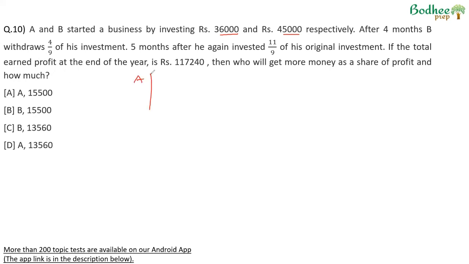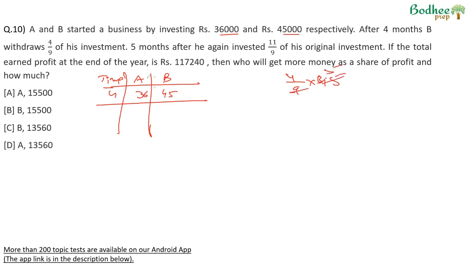If you look at A and B, the ratio of their investments is 36 is to 45. Let's start with this for the first 4 months. After 4 months, B withdraws 4/9 of his investment. 4/9 of 45 will be 20. So if 20 is withdrawn, A remains at 36, B comes down to 25.